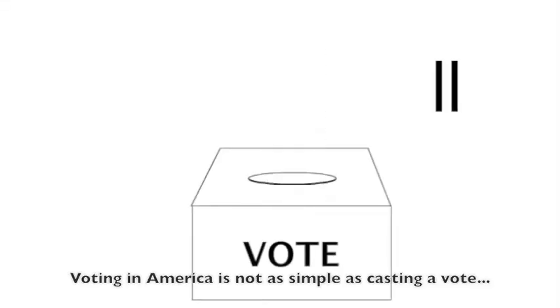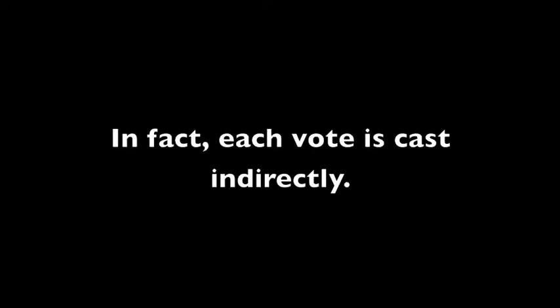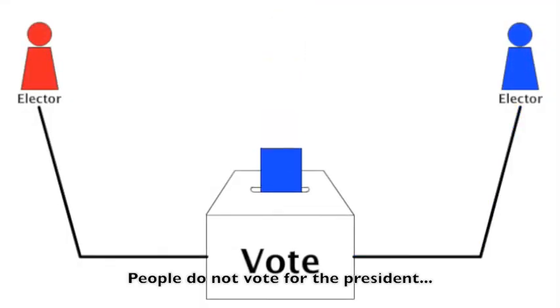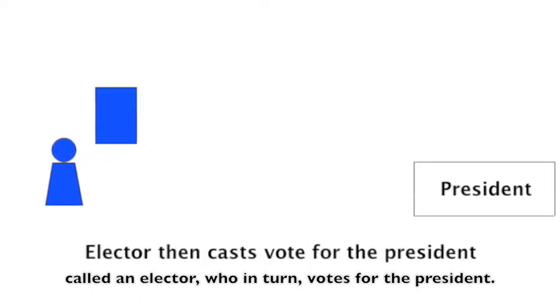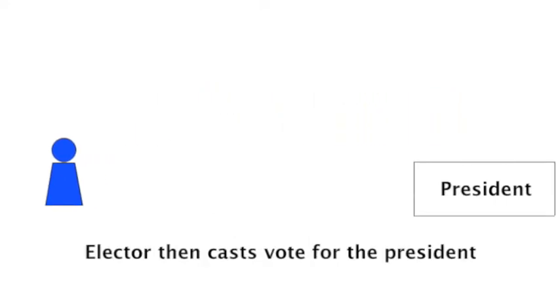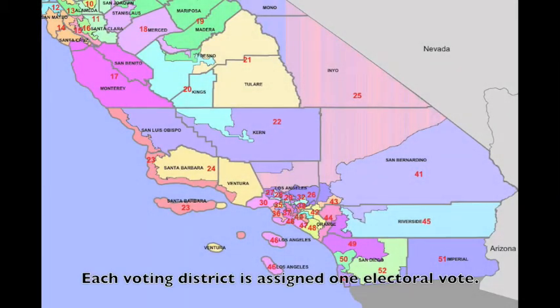Voting in America is not as simple as casting a vote and then tallying them up to determine the winner. In fact, each vote is cast indirectly. People do not vote for the president. Instead, they vote for a person called an elector, who in turn votes for the president. Each voting district is assigned one electoral vote.